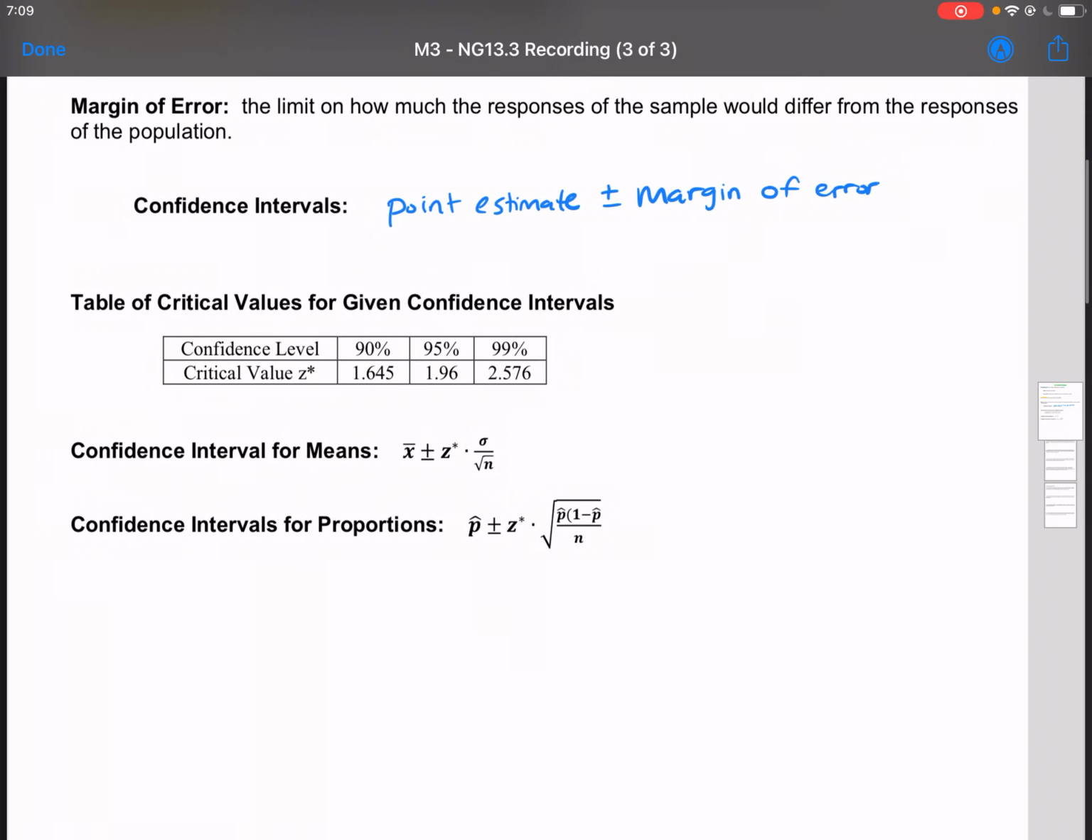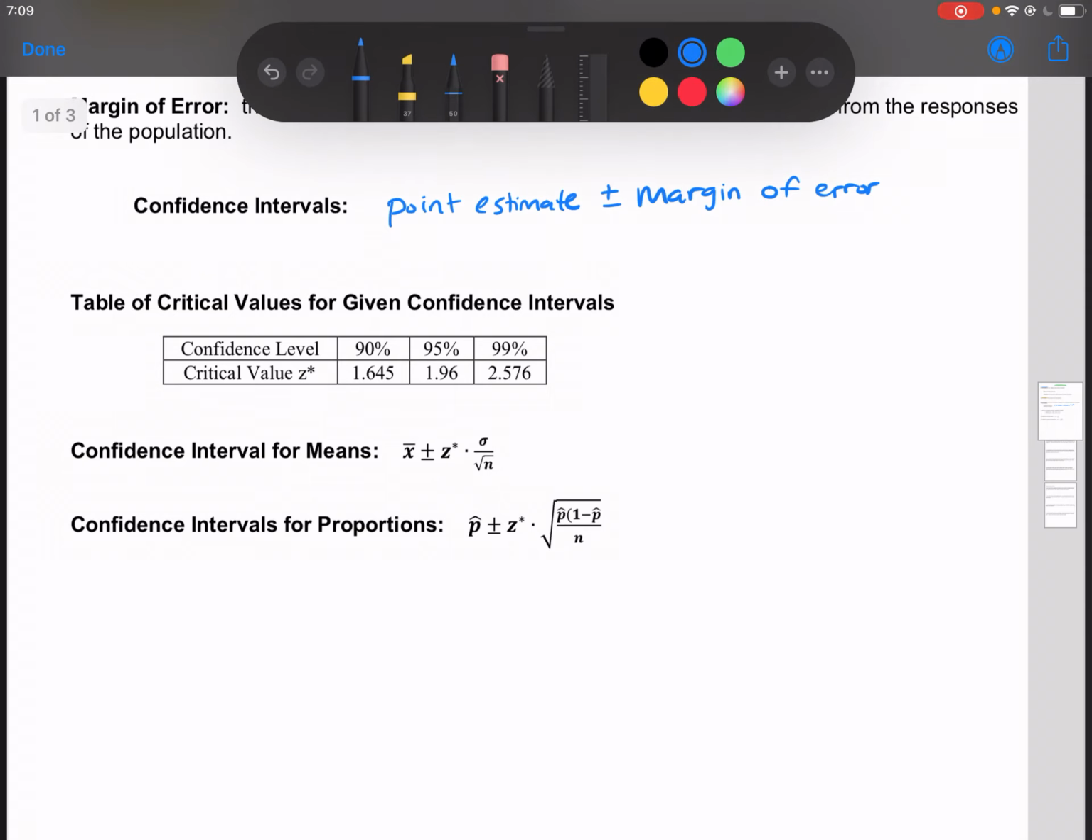So when we calculate confidence intervals, we actually have a chart to help us know how confident we can be that the actual population mean or proportion will fall in that interval, based on the numbers we use to find the margin of error. So if we want to be 90% confident, we use the number 1.645. If we want to be 95% confident, we use 1.96. And if we want to be 99% confident, we use the number 2.576. So this is called a critical value. That's what that little Z star stands for.